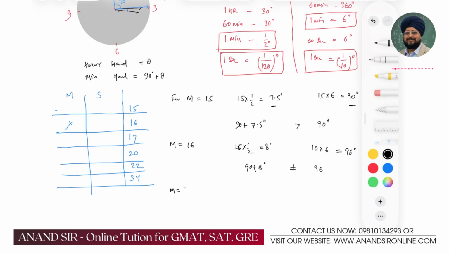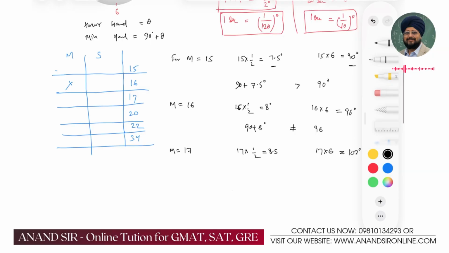Let us take m equal to 17. 17 into half is 8.5 and 17 into 6 is 102. So we observe here that this becomes 90 plus 8.5 and this is 102, so this becomes less.